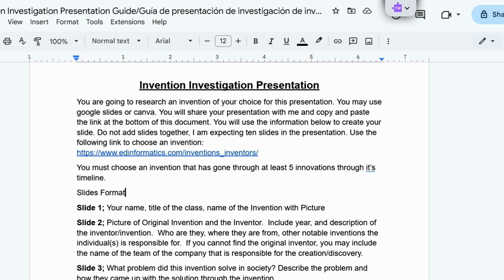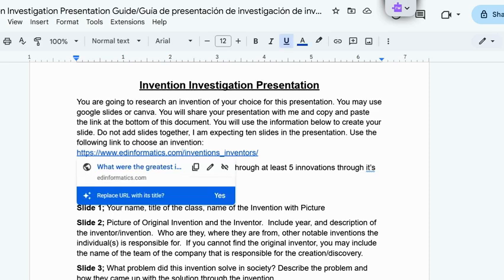Once you know what that is, go up to the sub, say, my name is so-and-so, and I would like to do mine over the car. If nobody took any automobiles, then you can get that. If someone already took it, you need to go find something else. That link right there will help you out. It's a pretty good link that gives you some basic information already, which can help you with your slides. So go through that. Make sure your invention is school appropriate as always.